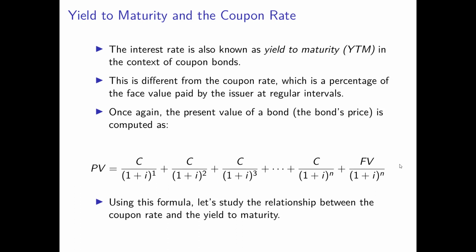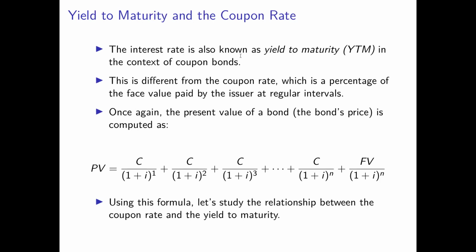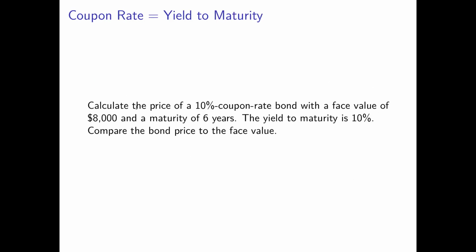So let's now use this formula in order to study the relationship between the coupon rate and the yield to maturity. Well, what happens if the coupon rate is equal to the yield to maturity? Let me go back. What happens if i is equal to the percentage that C represents in the face value? Okay, what happens? We're going to use an example for that. Calculate the price of a 10% coupon rate bond with a face value of $8,000 and a maturity of 6 years. The yield to maturity is 10%. Compare the bond price to the face value.